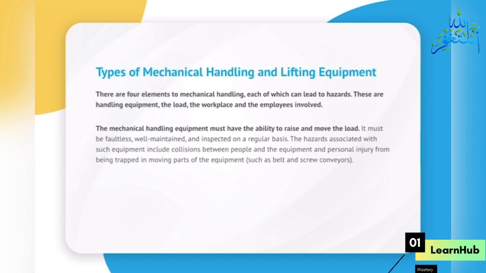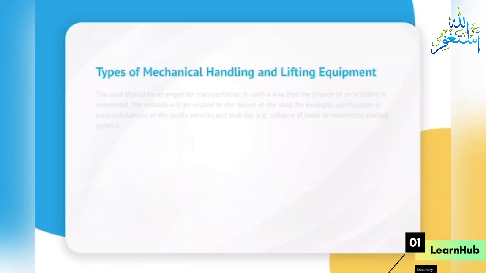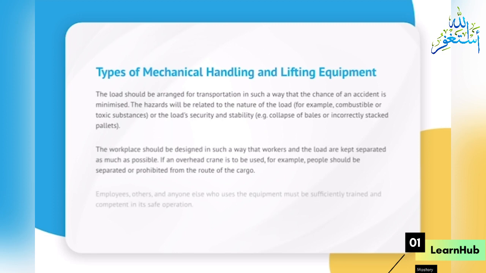The hazards associated with such equipment include collisions between people and the equipment and personal injury from being trapped in moving parts of the equipment, such as belt and screw conveyors. The load should be arranged for transportation in such a way that the chance of an accident is minimized. The hazards will be related to the nature of the load, for example, combustible or toxic substances, or the load's security and stability, for example collapse of bales or incorrectly stacked pallets.